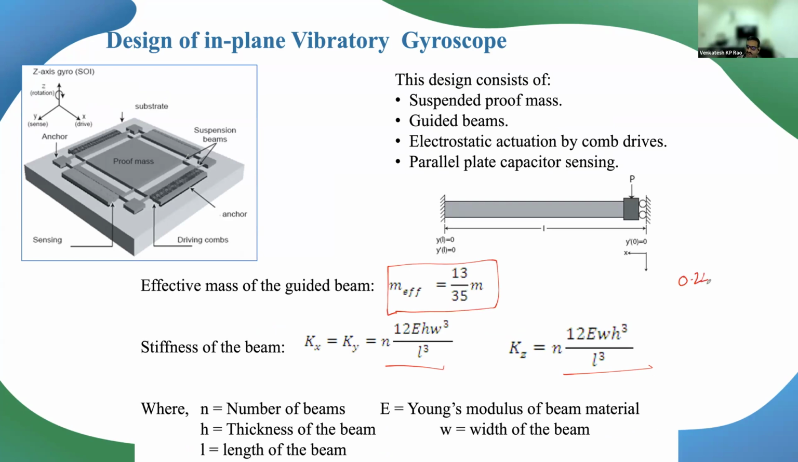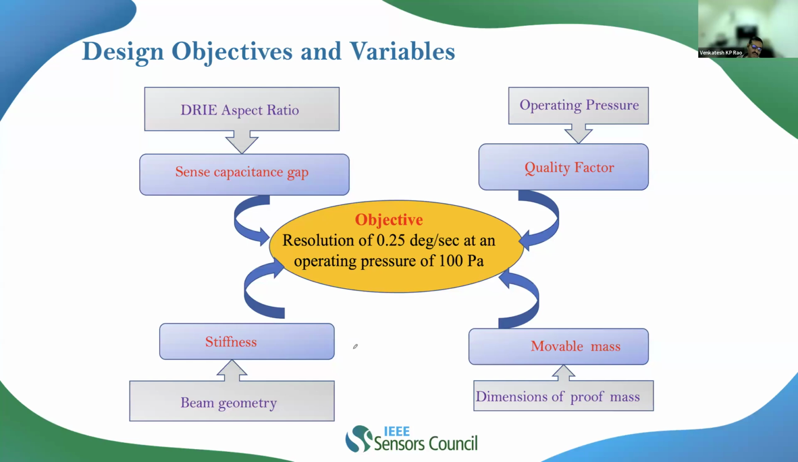It's around 0.24 times the total mass. Simple cantilever is this. On the other hand, guided cantilever is. And in your case, let us say you are having some objective in your mind, then your stiffness is basically dictated by your beam geometry, and the effective mass is dictated by your proof mass, and of course, to some extent from your piece. But the majority will be given by your proof mass.